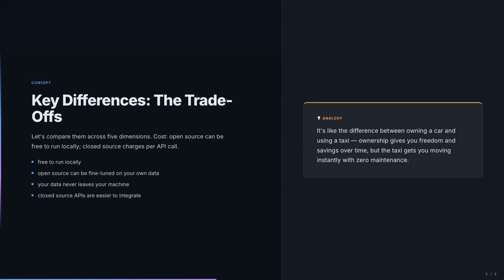Let's compare them across 5 dimensions. Cost. Open source can be free to run locally. Closed source charges per API call. Customization. Open source can be fine-tuned on your own data. Closed source generally cannot. Privacy. Open source can run fully offline, so your data never leaves your machine. Closed source sends data to a third-party server. Ease of use. Closed source APIs are easier to integrate in minutes. Open source requires more setup and hardware. Quality and support. Closed source models are often larger and better maintained. Open source quality varies by project.